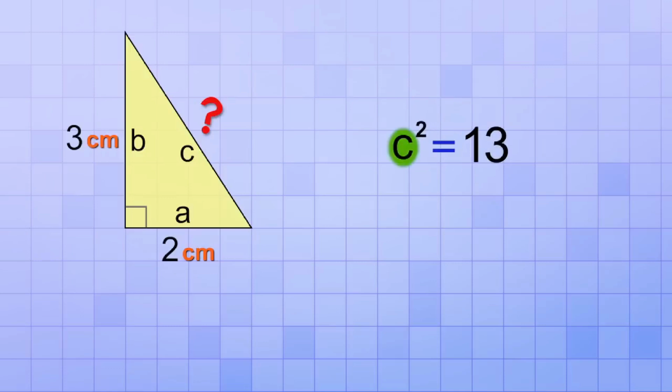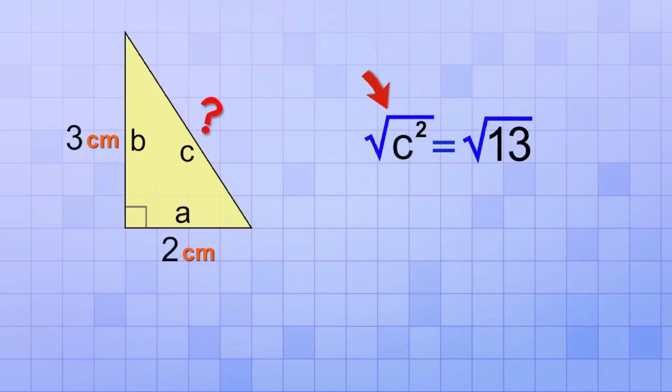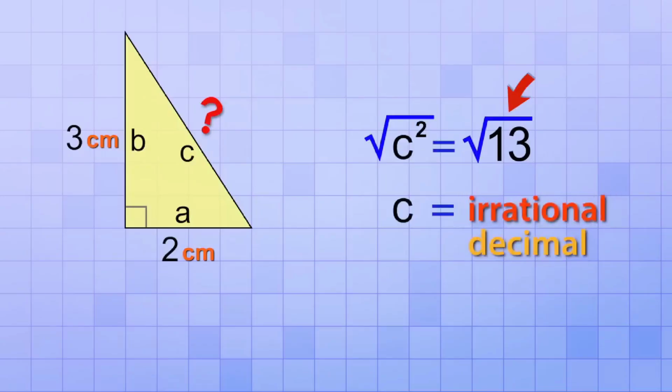Then, to get c all by itself, we need to do the inverse of what's being done to it. Since it's being squared, the inverse operation is the square root, so we need to take the square root of both sides. Taking the square root of c squared just gives us c, which is what we want on this side of the equation. But it gives us a little problem on the other side, because it's not easy to figure out what the square root of 13 is. It's not a perfect square, so it's going to be a decimal, and probably an irrational number.